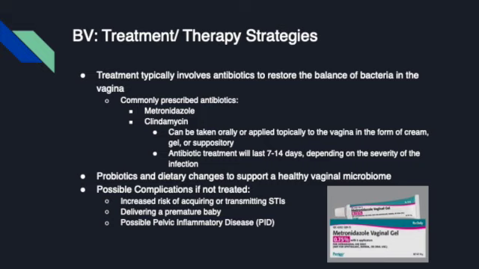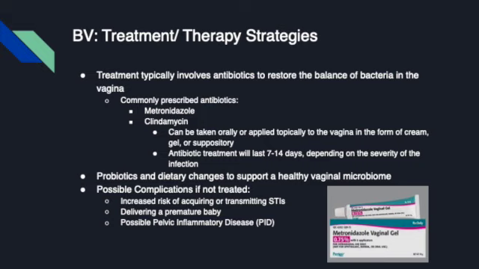Although BV may resolve on its own, seeking treatment is recommended to reduce the risk of serious health complications associated with the condition. These include an increased risk of transmitting or acquiring HIV, delivering a premature baby if BV is present during pregnancy, and contracting other sexually transmitted infections such as chlamydia or gonorrhea. These STIs can lead to pelvic inflammatory disease, PID, which can again negatively impact fertility.